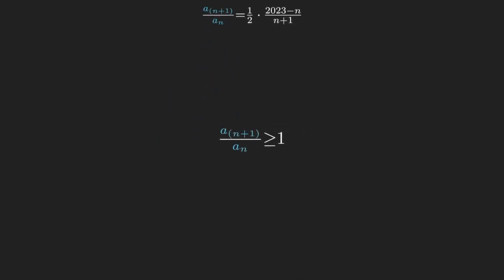Now, let's take a look at when this ratio is greater than 1, which, as you may remember from before, means that the terms are increasing at that point. Now, we can rearrange this a little bit and get an inequality for n. This tells us that up until n equals 673, all the terms are increasing, and the last increase is from the 673rd to 674th term. This means that the 674th term is the maximum term in the expansion.